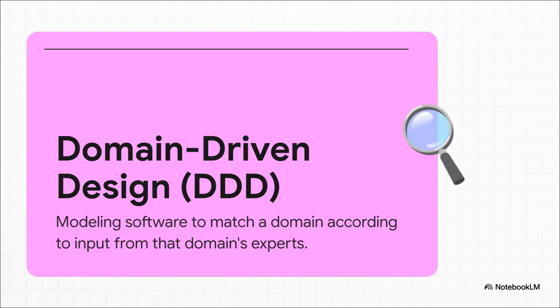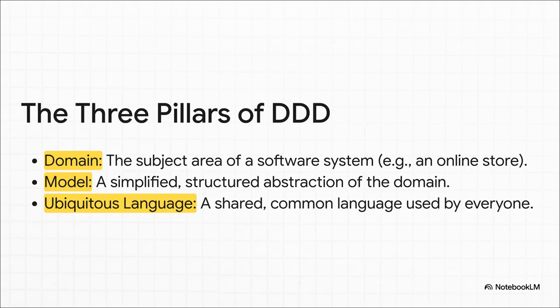So at its core, DDD is all about one thing: creating a rich, expressive software model of the business domain. The entire goal is to make the software a direct reflection of how the business actually works and thinks, using the exact same language and concepts that the domain experts, the people who live and breathe this stuff every day, use. It really boils down to 3 key pillars.